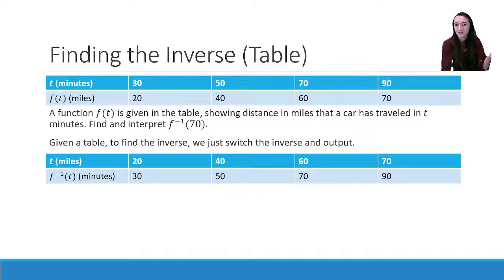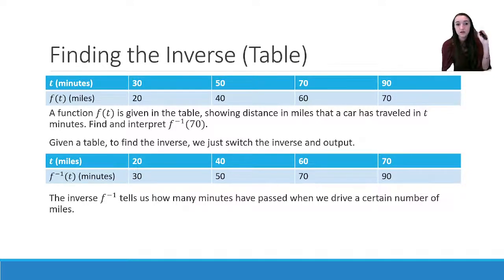Yes, it's weird to call t miles, but for the context of the problem, we're going to leave it that way. So all I've done was switch my domain and my range. Now my t values are 20, 40, 60, 70 instead of 30, 50, 70, 90. Then the inverse, f inverse, tells us how many minutes have passed when we drive a certain number of miles. Remember, f of t said how many miles we drove after a certain number of minutes. It's all just about the interpretation, but essentially we get the same information.